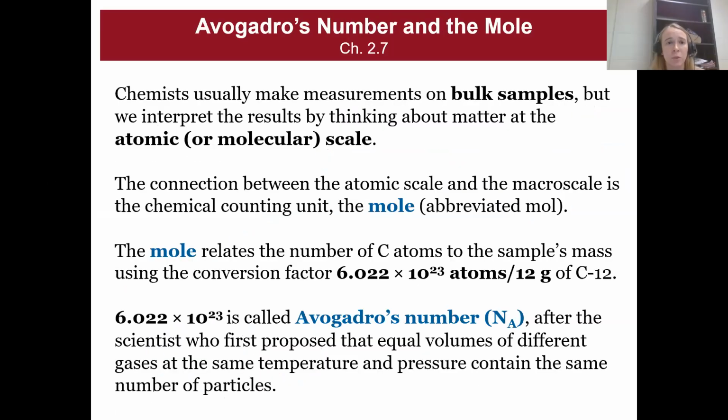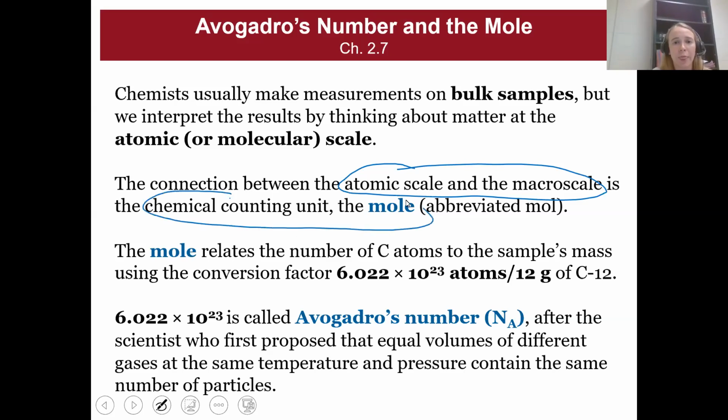All right, so we talked about this a little bit on the first day, but chemists usually make measurements on bulk samples, even though we are interpreting the results and thinking about matter on the molecular scale. So the connection between the atomic scale and the macro scale is a chemical counting unit called the mole, or mol without an E is the abbreviation. Makes it a lot shorter, of course.